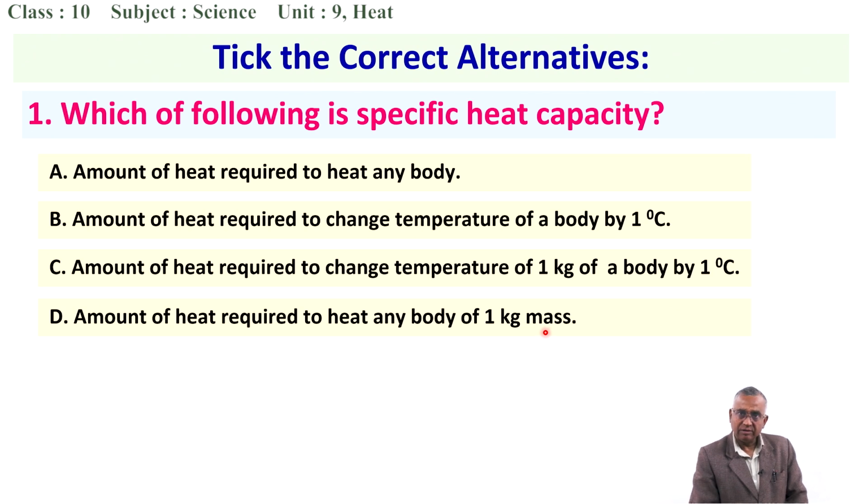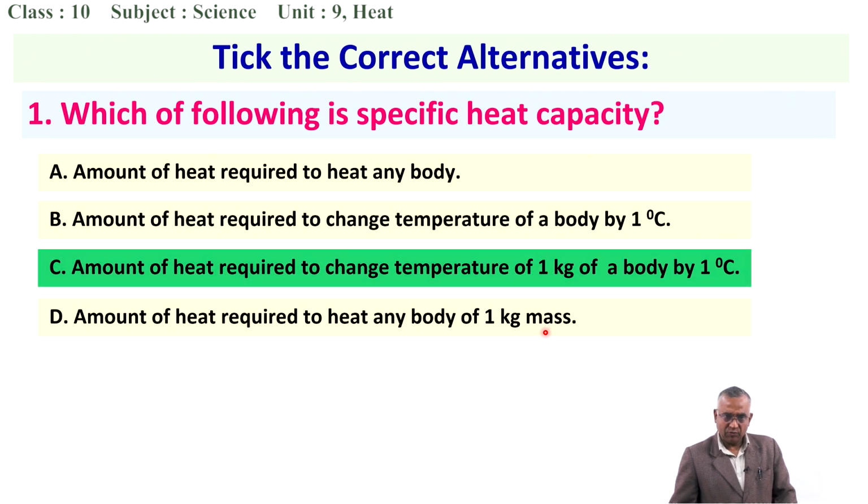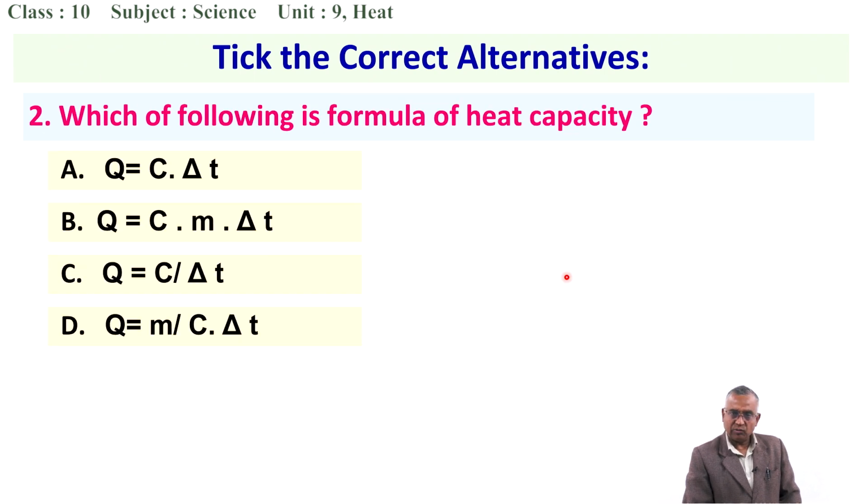In your thought? Yes, that is what? C1, the amount of heat required to change the temperature of 1 kg mass of a body by 1 degree Celsius. What is the next one? Which of the following is the formula of heat capacity? Q equals C times delta T. Q equals C times M times delta T. Q equals C over delta T. Q equals M over C times delta T.